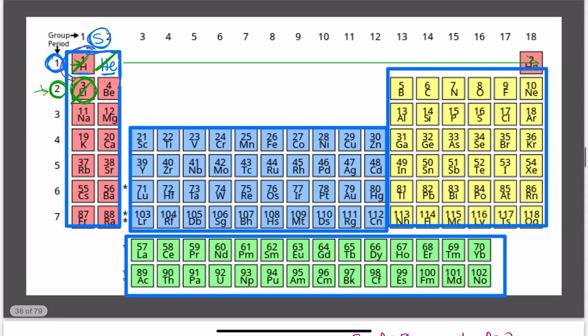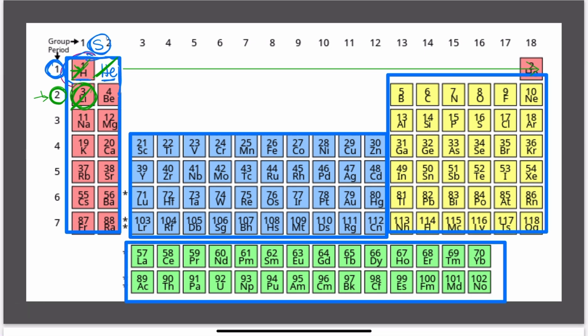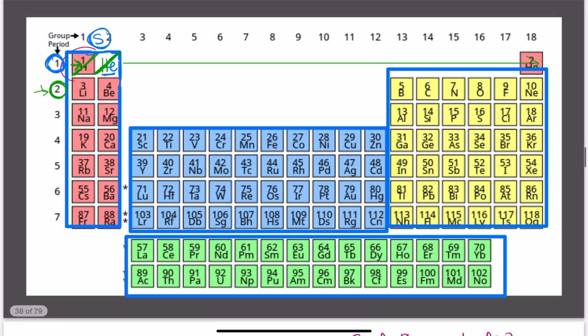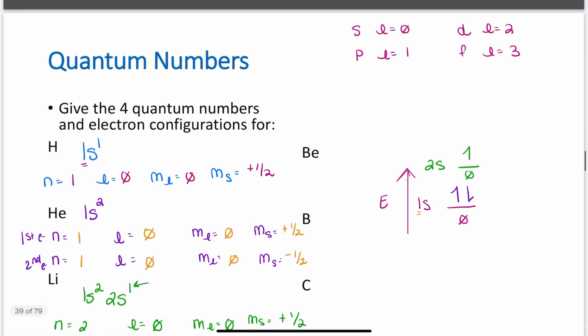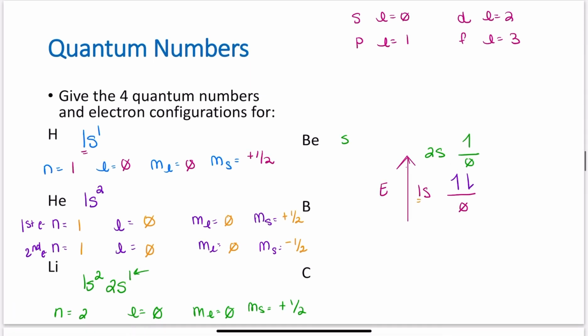Let's look at beryllium. Back up to our periodic table. Beryllium is right next to lithium. I start here: 1s1, 1s2, haven't reached it yet. 2s1, 2s2. Now I've reached beryllium. So I get 1s2, 2s2 for my electron configuration.